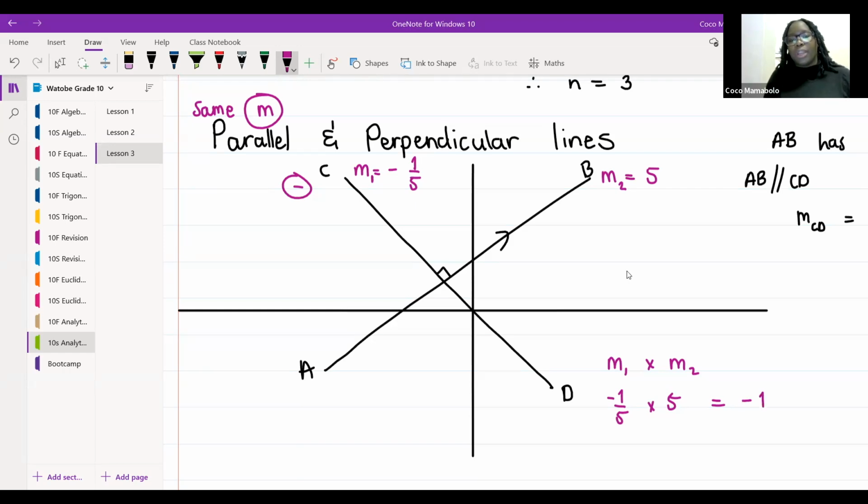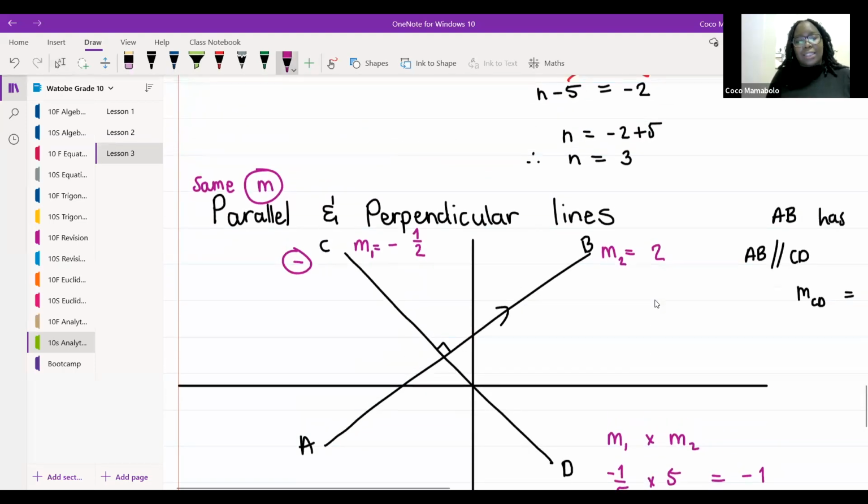Good, -1. We can test it with all the other ones that we've looked at as well. If my gradient over here is -1/2 and the one over here is 2, Aibo, Alusha. Okay, if I multiply them together, -1/2 times 2, what is my answer? That's it, -1. Okay, so when we are looking at two perpendicular lines, guys, we're going to say that the gradient of the first line times the gradient of the second line must equal -1.